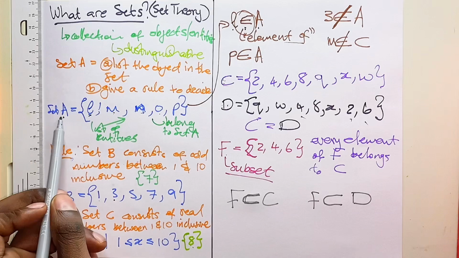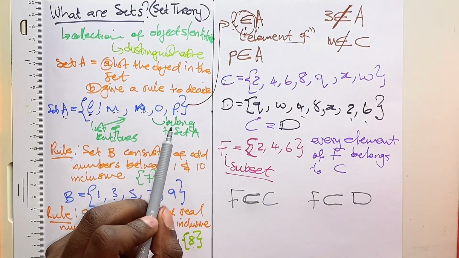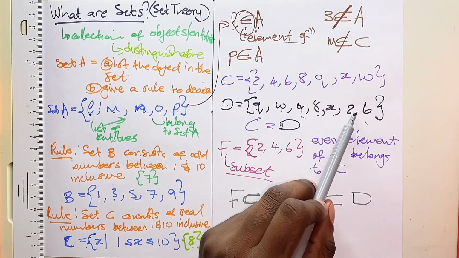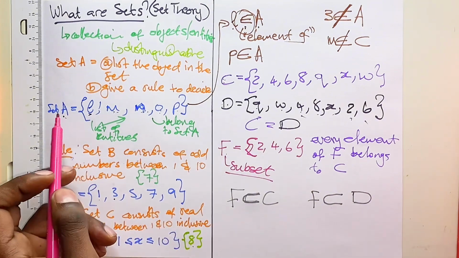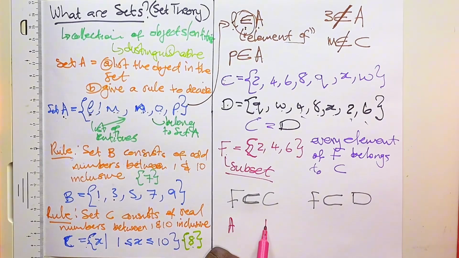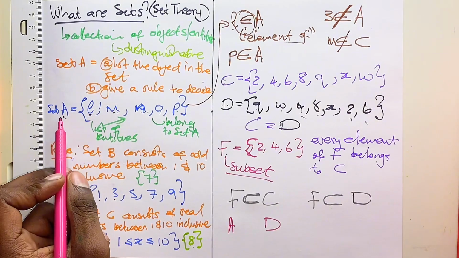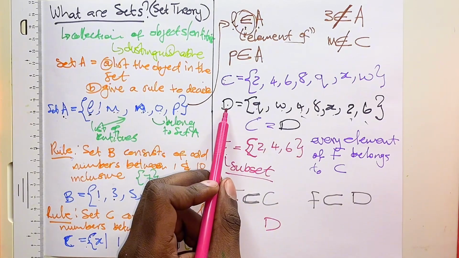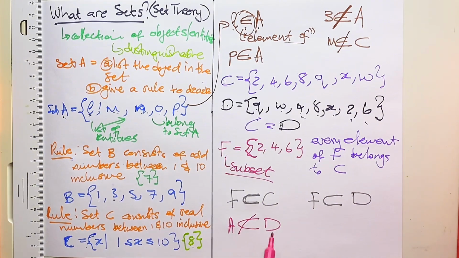Now, let's look at set A. Set A has L, M, N, O, P, while set D has Q, W, 4, 8, X, 2, 6. Is A a subset of D? No, it is not, because not every element in set A belongs to set D. So A is not a subset of D.